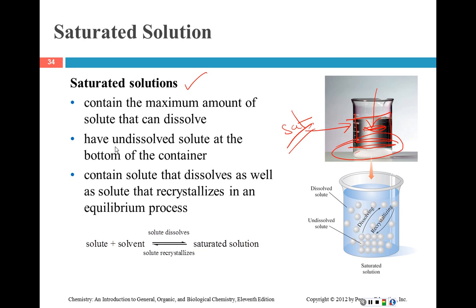So you have some undissolved solute at the bottom of the container, and so you know you're still going to be getting some back and forth from this residual here. The solute plus the solvent is going to give you a saturated solution, and then you're going to be dissolving and then recrystallizing. So it's an equilibrium, we call it. It's going back and forth.